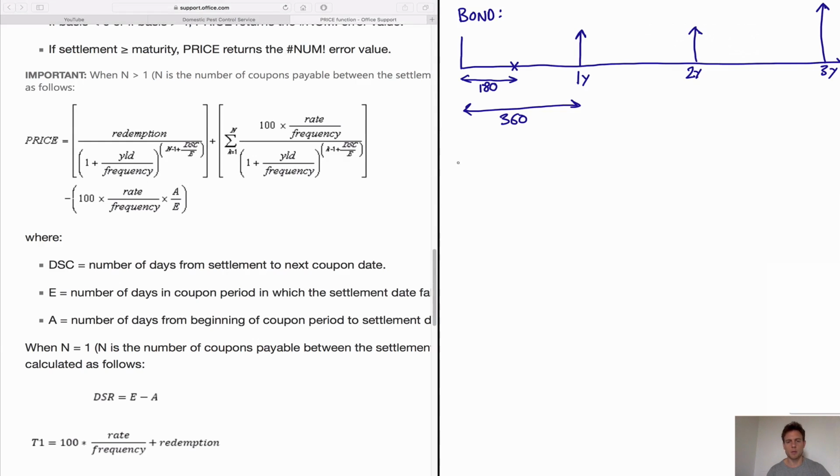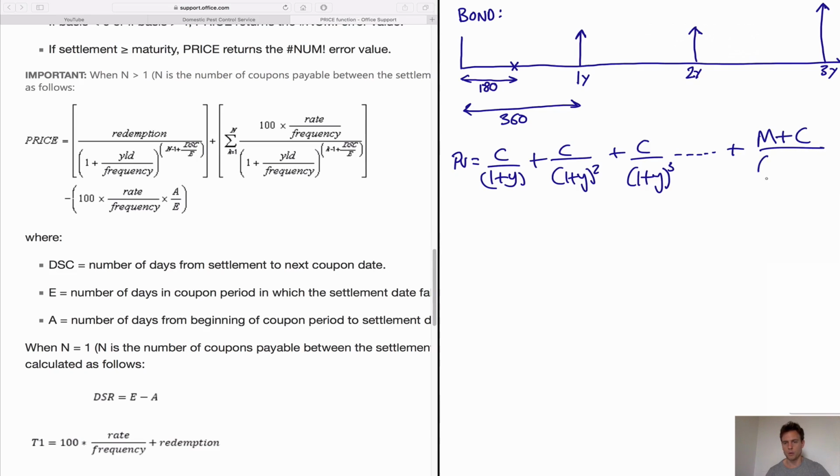So we're used to seeing the bond price like PV is first coupon divided by 1 plus y, plus second coupon divided by 1 plus y squared, plus the third coupon divided by 1 plus y cubed, all the way plus however many coupons there are. Let's say there are n of them, so plus m plus c all over 1 plus y to the n, right? That's the standard bond pricing formula. It's a geometric progression, basically, that we saw in the previous videos, right? And this is actually something very similar.